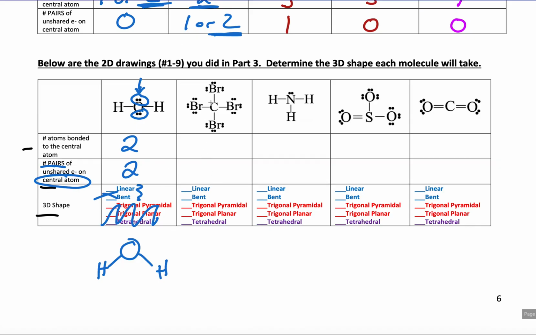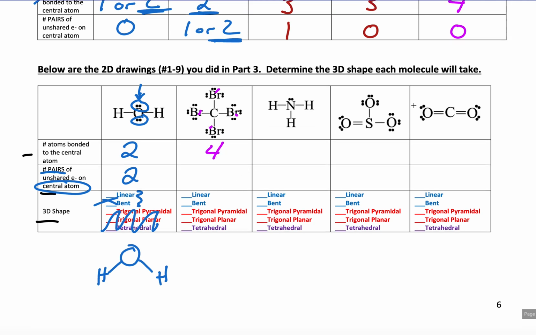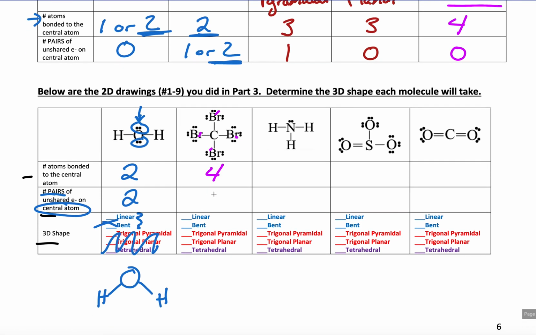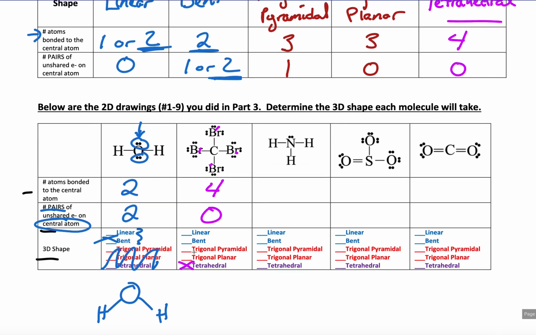Okay, let's look at the next one. We've got 4 atoms bonded to the center. 1, 2, 3, 4. This is easy because what's the only one with 4? Tetrahedral. There's no electrons on the center. We can't fit them. It's already got 8 electrons in all those bonds, so it's automatically tetrahedral.